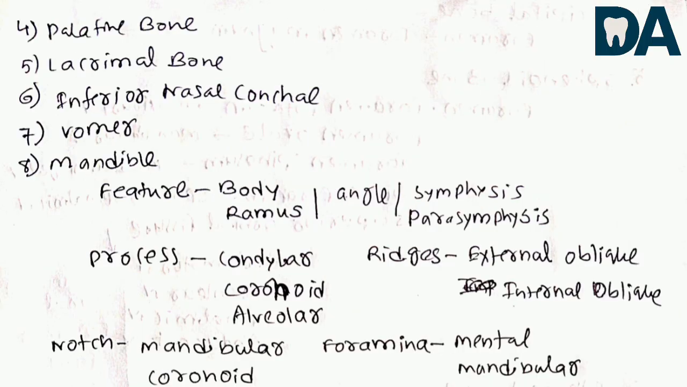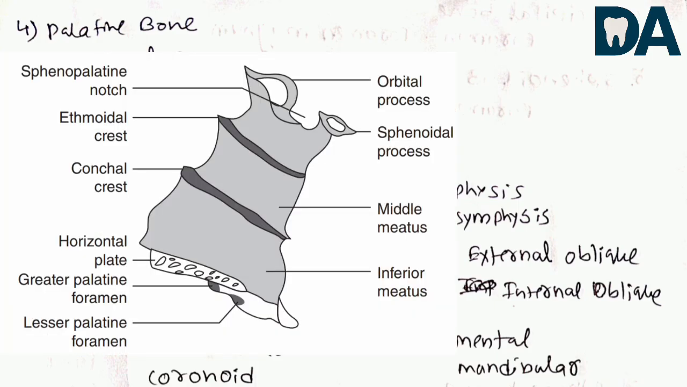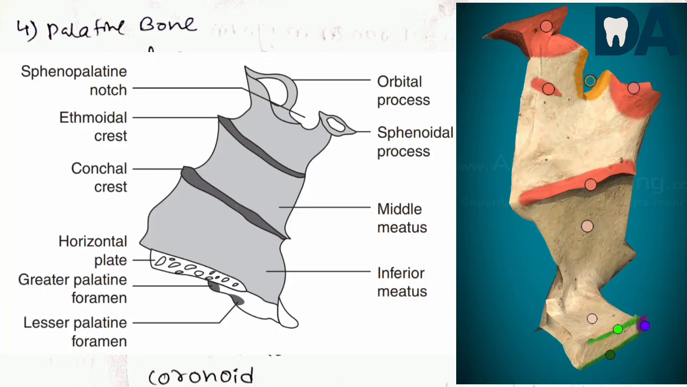Palatine bone. The palatine bones contribute to the formation of the posterior third of the hard palate, orbit, and a part of the nasal cavity. They are L-shaped with horizontal and perpendicular plates. The palatine bone contains the large greater palatine foramen and two or more smaller lesser palatine foramina.